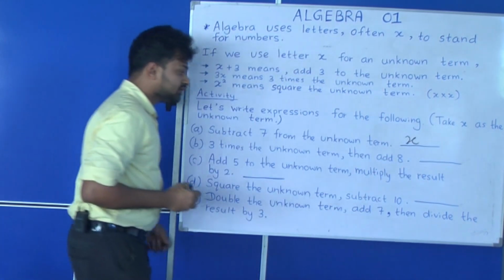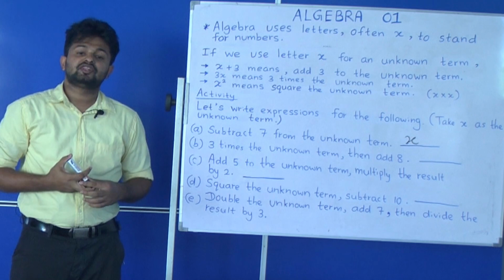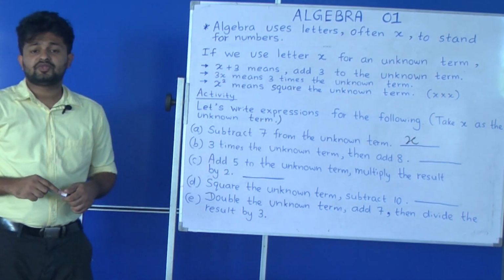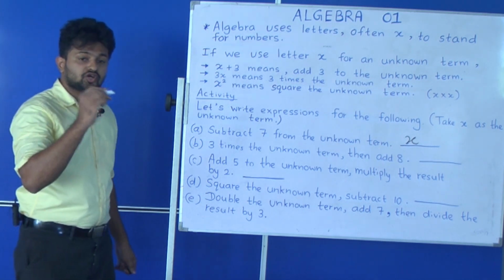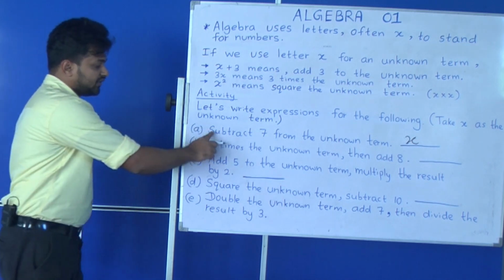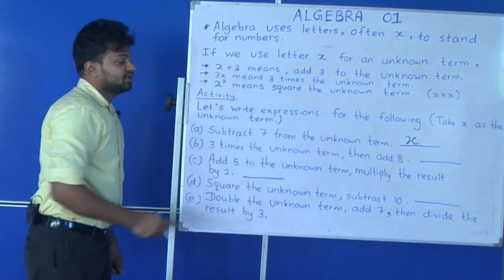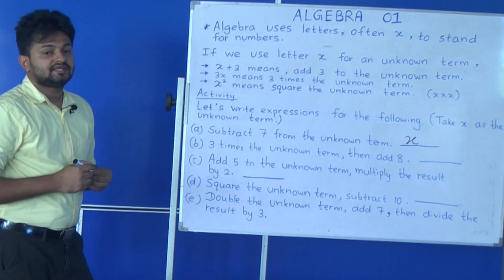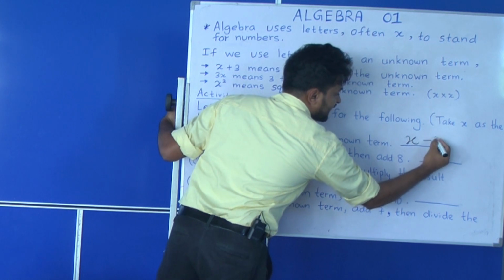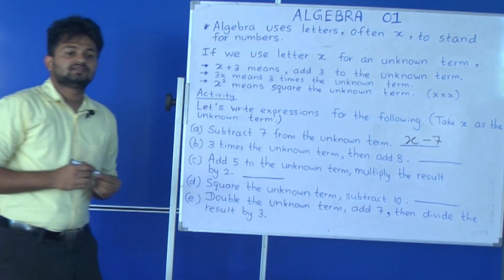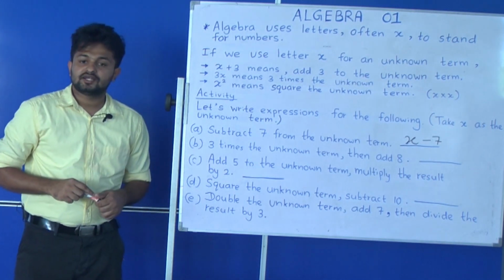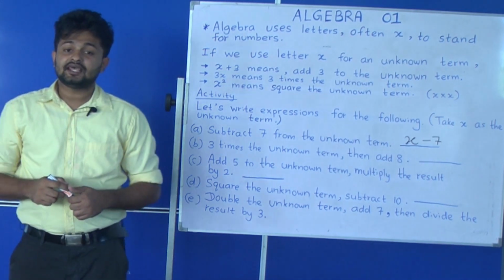x is the unknown term. x is the letter for the unknown term that we are using. So how to subtract 7 from that unknown term? How do you show that? That is called writing this expression. So subtract 7 from the unknown term. Now we know unknown term is represented by letter x. So from x we are subtracting 7. That's it. It's simple.